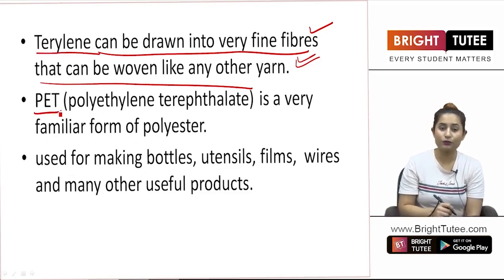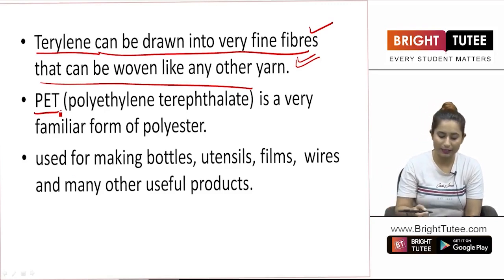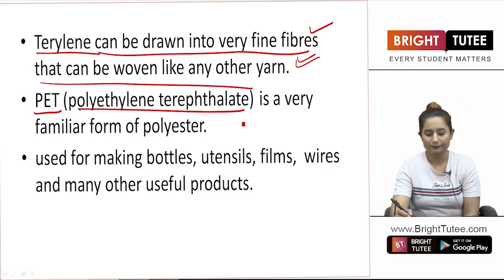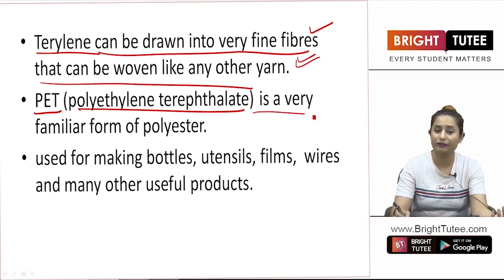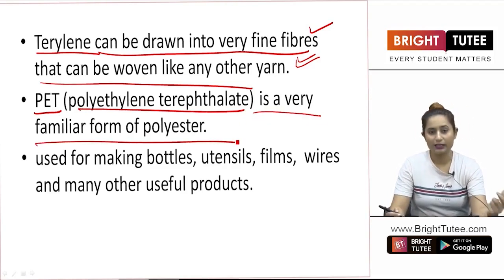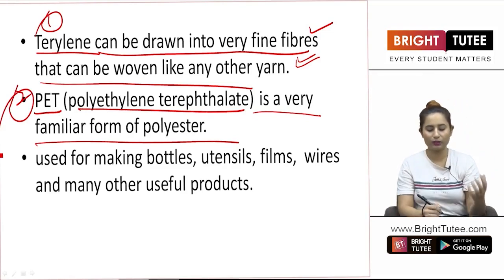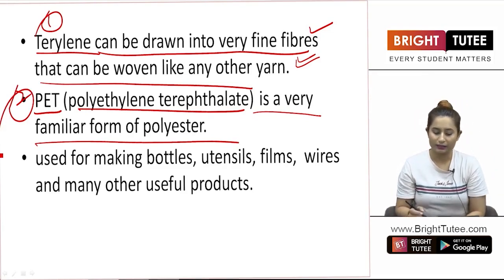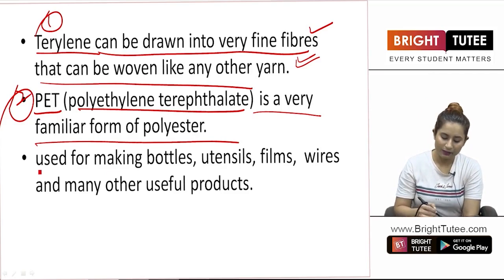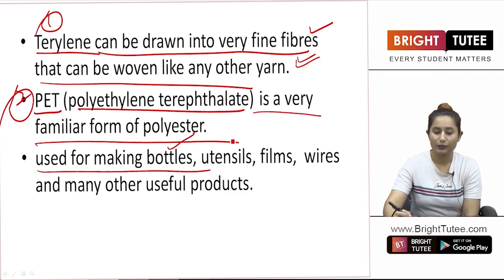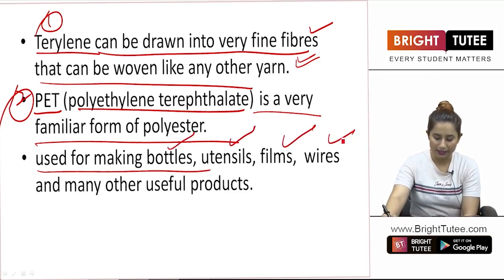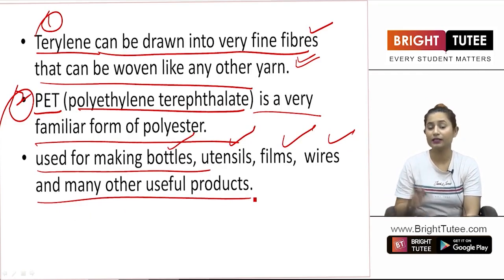Now, PET, you must have heard PET many times. PET is polyethylene terephthalate. It is a very familiar form of polyester. Polyester has different forms. The first one is terylene, the second one is PET, which is polyethylene terephthalate. And it is used for making bottles, utensils, films, wires, and many other useful products.